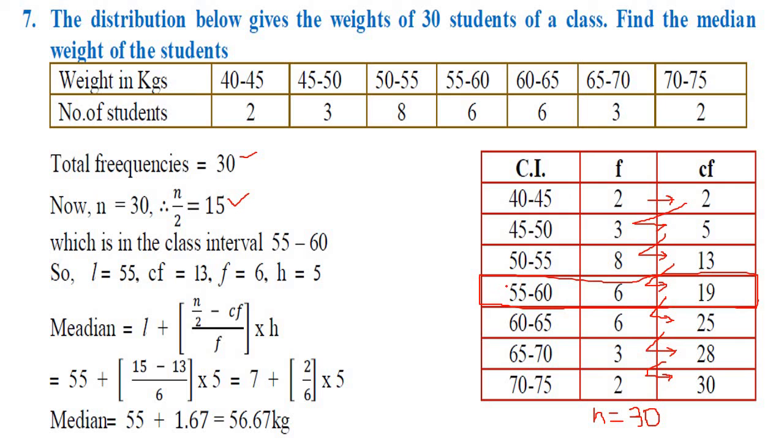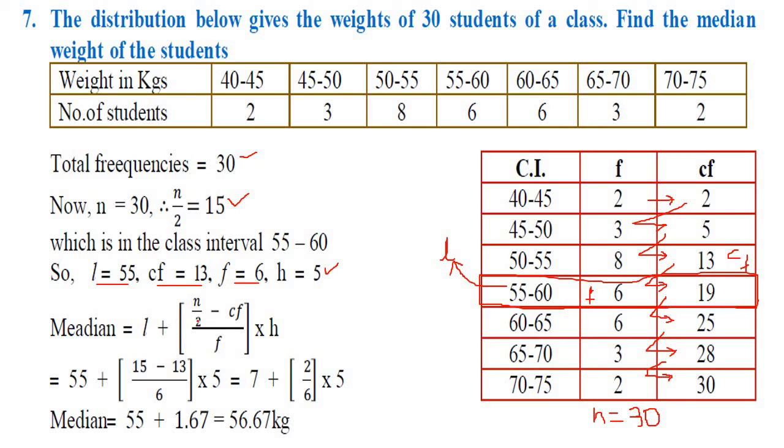Now here L is nothing but 55, the lower limit of the class interval, and small f is nothing but 6. Then cumulative frequency is nothing but 13. So L is equal to 55, cumulative frequency is 13, small f is equal to 6, and height of the class interval: here 40 to 45, 45 to 50. Here 45 is repeating in the two class intervals. Therefore, the height or size of the class interval is only 5.